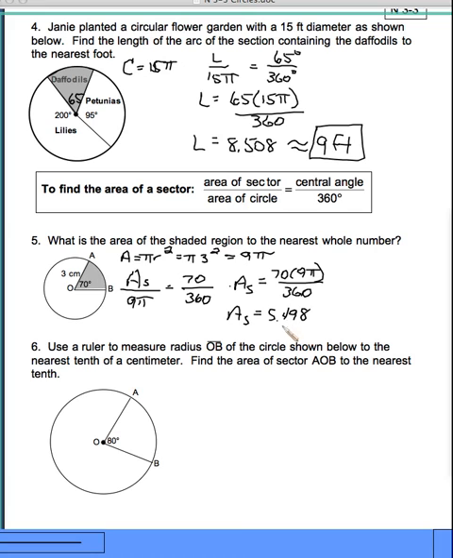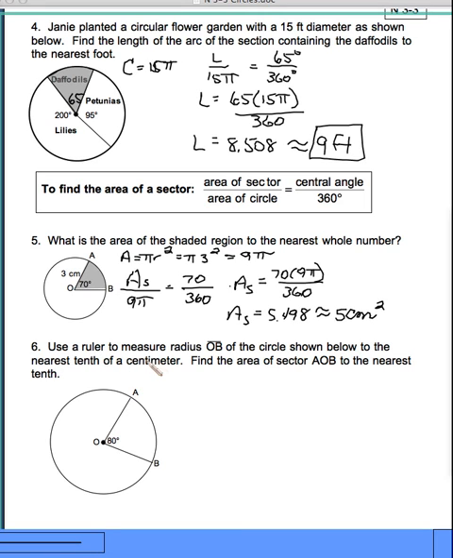Now notice this is less than 5.5. Even though 0.498 would round up to 0.5, and then you could say it would round up to 6, don't do that. That's what I mean when I say don't round too soon. This is less than 0.5, so we're going to leave it at 5 for rounding to the nearest whole number, and it's going to be 5 square centimeters because area is square. So the area of the sector is 5 square centimeters.